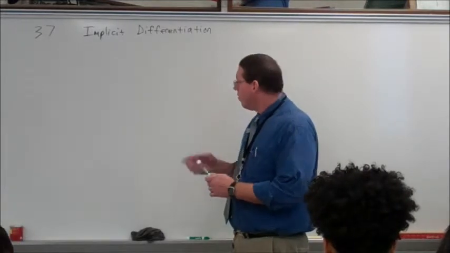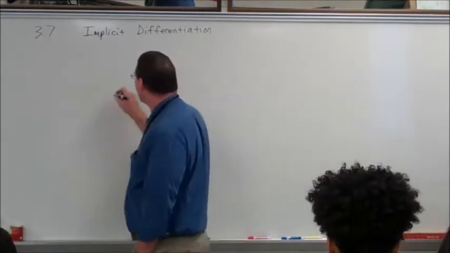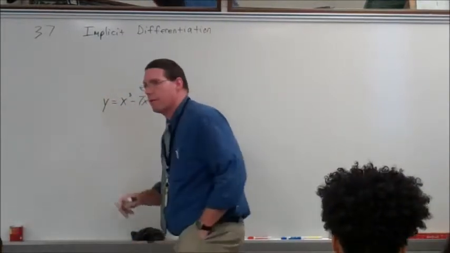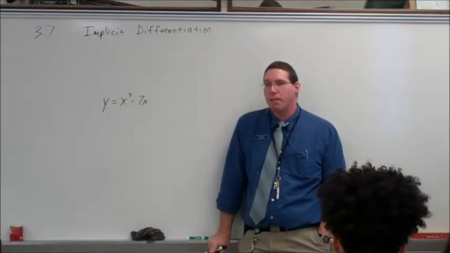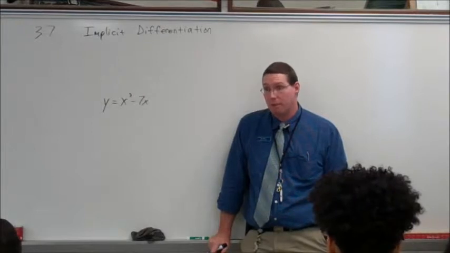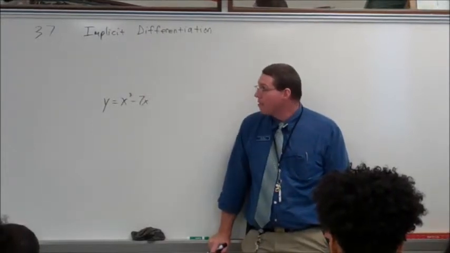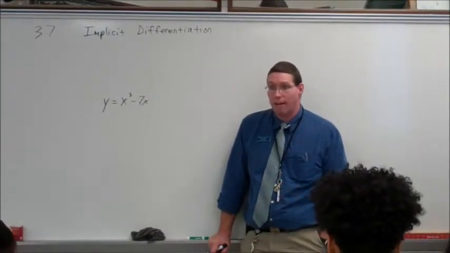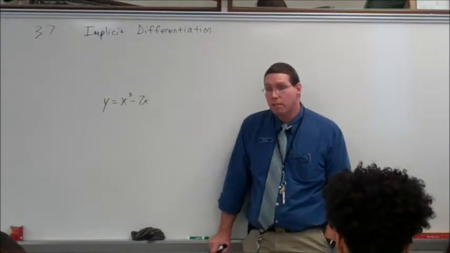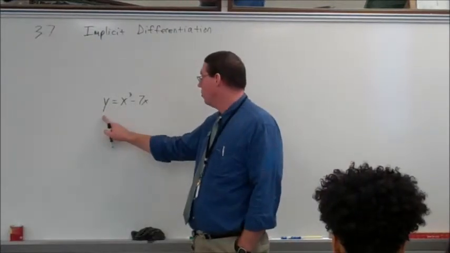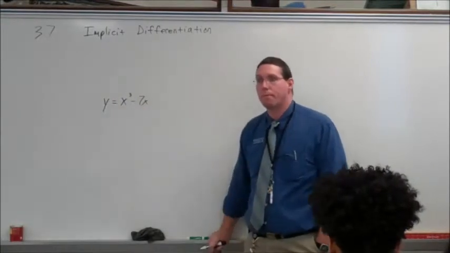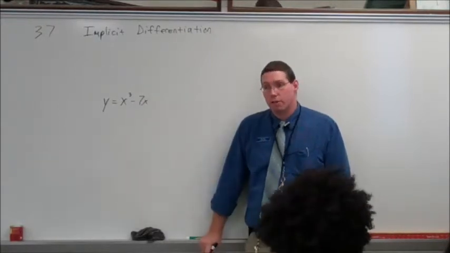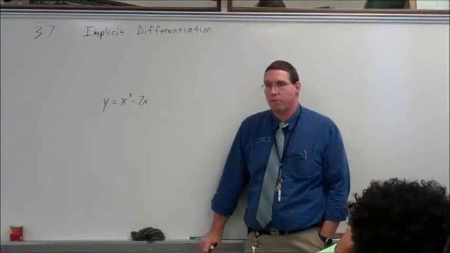Now, implicit differentiation. First, I'm going to write, okay, so this is a function, y equals x cubed minus 7x. This is an explicitly defined function, explicit. Which means that if you give me an x value, I can give you one and one only y value. Okay? We have explicitly defined the y value as a function of an x value. Okay, we're good with that so far? I am now going to turn this explicit function into an implicit relationship.